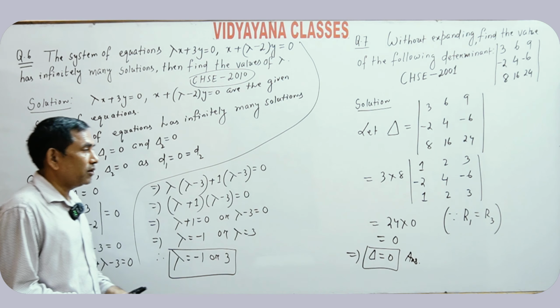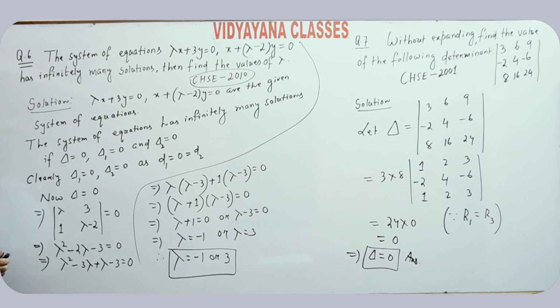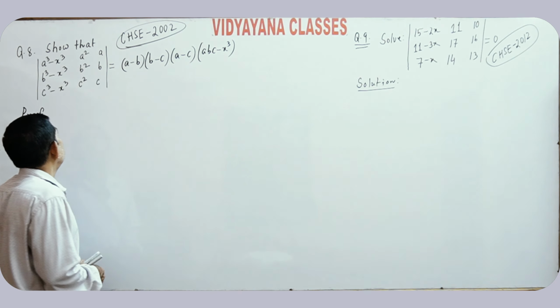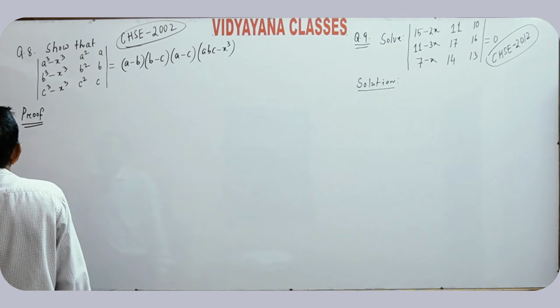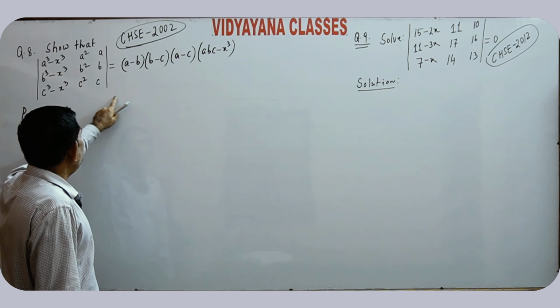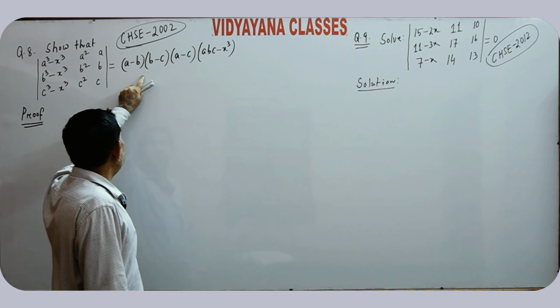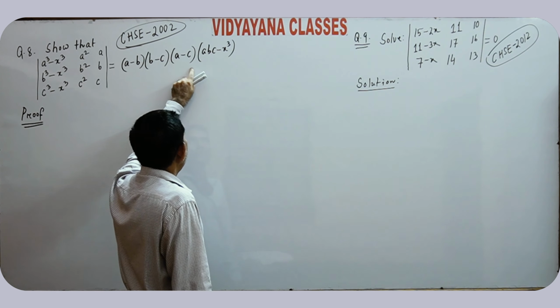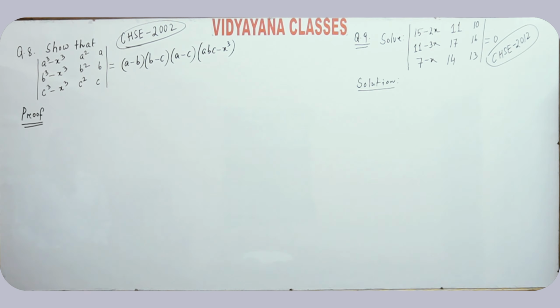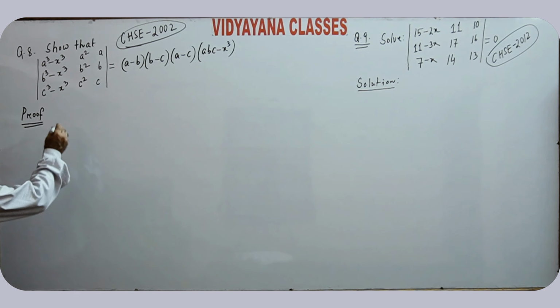Clear? Okay. Write down. Question number 8. Show that the value of the determinant is equal to a minus b into b minus c into a minus c into abc minus square. Let del be the given determinant.